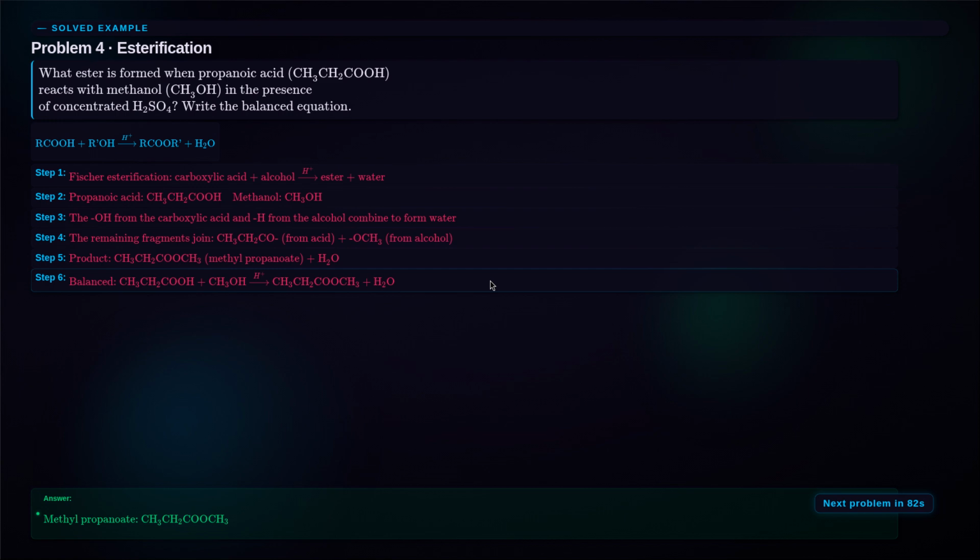Step 4. The remaining fragments join: CH3CH2CO from the acid and OCH3 from the alcohol. Step 5. The product is methyl propanoate, CH3CH2COOCH3, plus water. The answer is methyl propanoate, CH3CH2COOCH3.